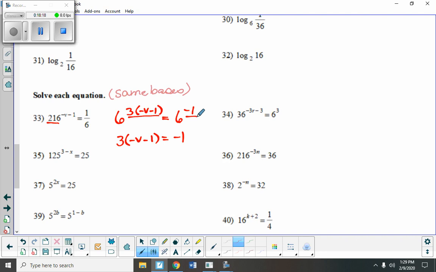This is equal to this. And then we solve. So distribute. And then divide. So v is equal to negative 2/3.